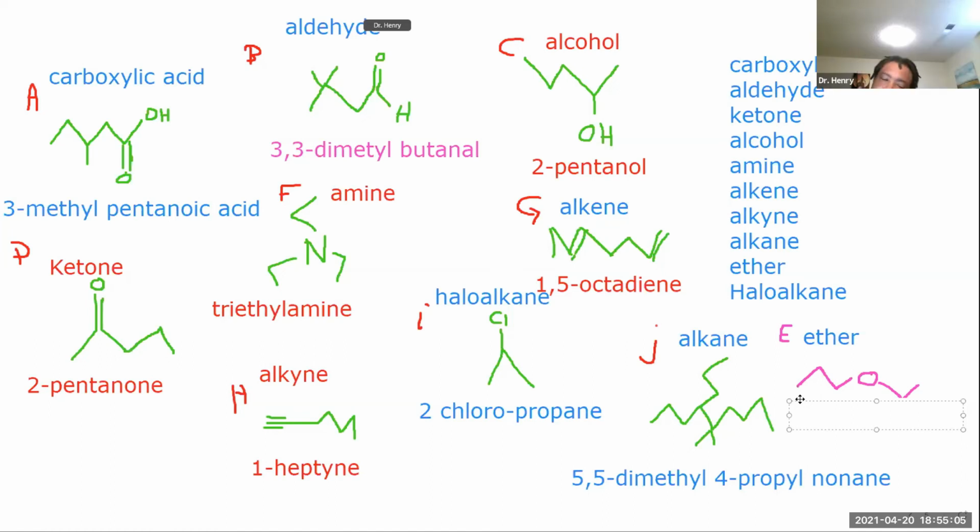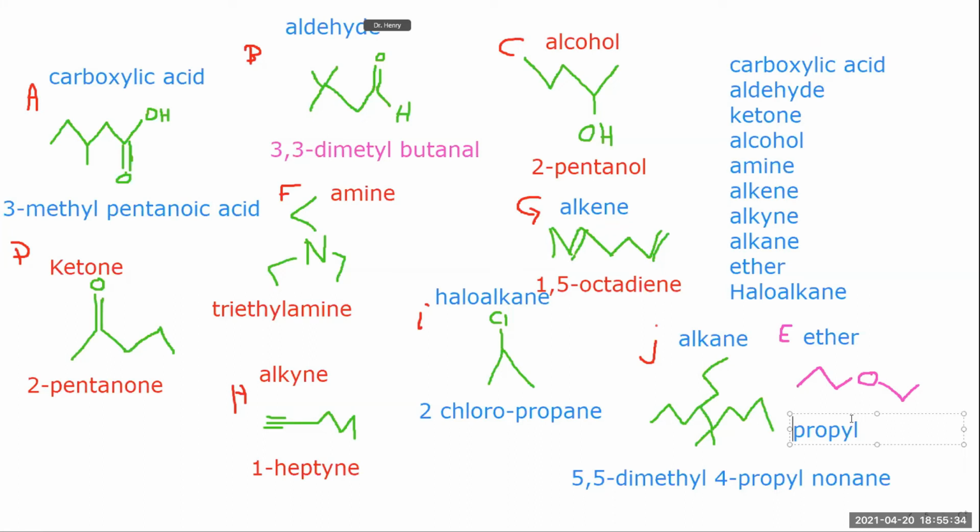Okay, last name. Come on. Oh, ether. E. What was it? 1, 2, 3, 4. 4 is... 1, 2, 3 is pro. Propyl. And what is the other side? How many carbons on the other side? Two. And what do I call that? Ethyl. That's right. Ethyl propyl ether.